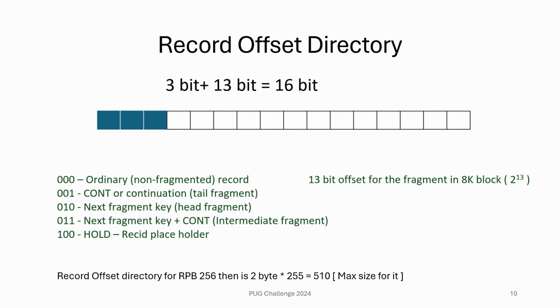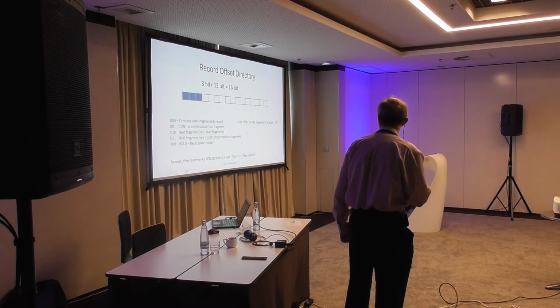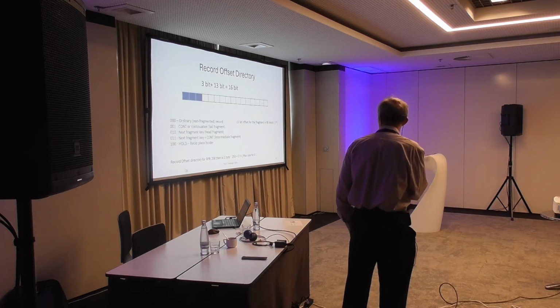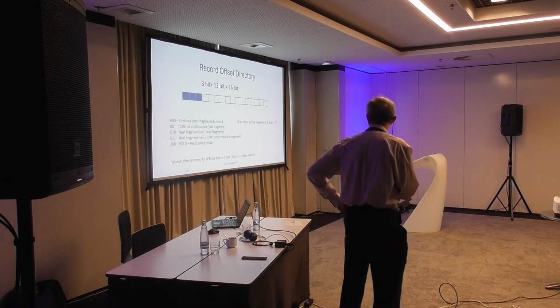And that is the record offset directory. Remember, I said that I will tell us. The record offset directory is basically the offset of every record in this block, and it is a 16-bit field. It has 3 bits special, which tell whether this record is fragmented. If it is 00, then it's one piece, not a fragmented record. If it is either 1, 2, or 3 in binary, then it is a fragmented record. And 4 is something special, a placeholder.